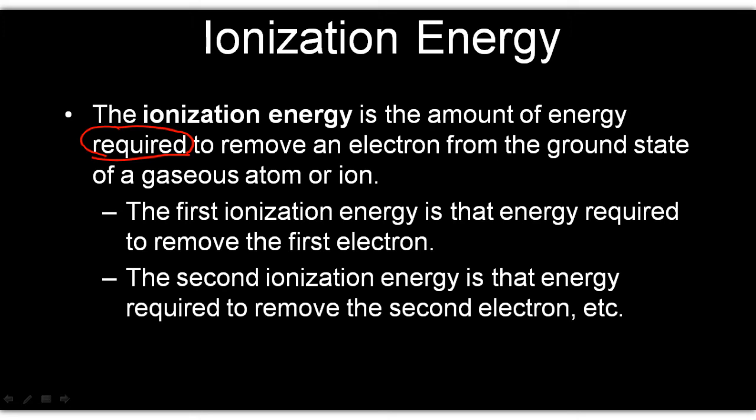The first ionizing energy is to take the first electron, and the second is to remove the second electron. So the number of protons is always staying the same, so that's going to affect how the energy goes for each subsequent electron that you're taking away from the atom.